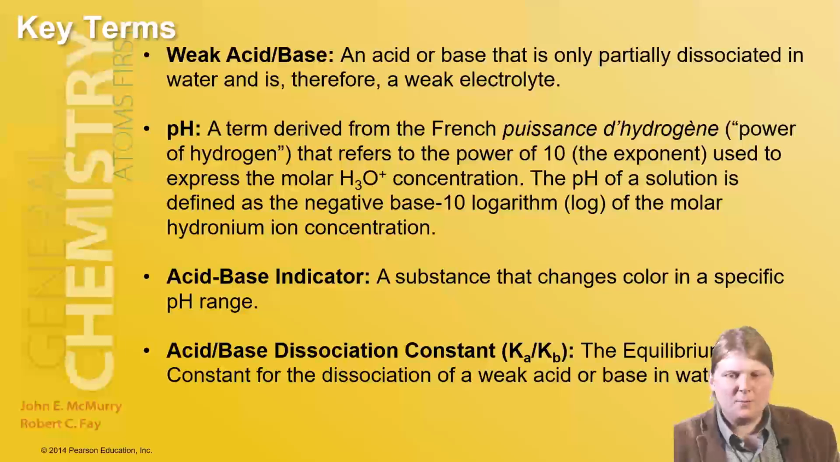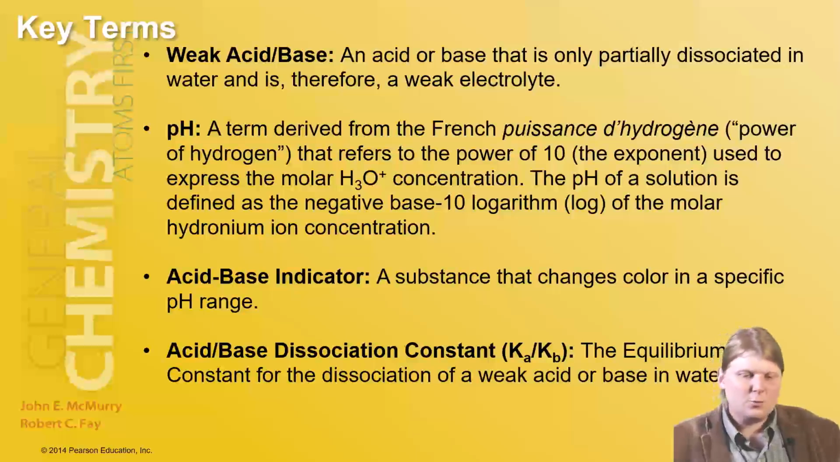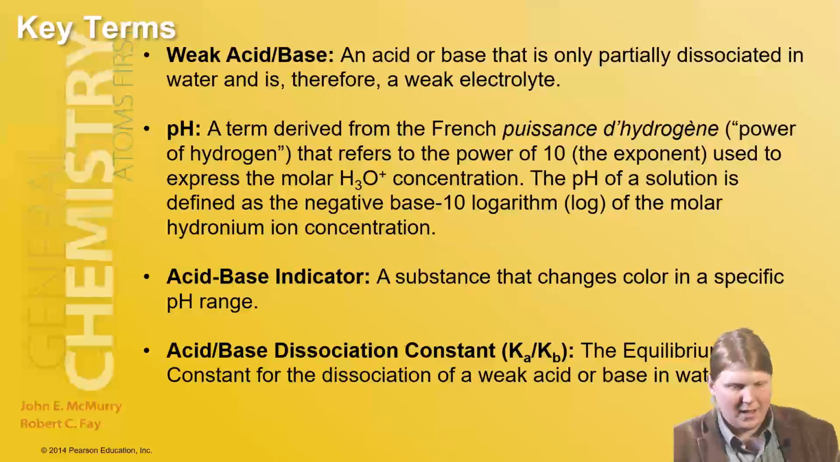Weak acids and weak bases only partially dissociate in water, so they're weak electrolytes, and they'll establish an equilibrium, and we'll see that going forward. pH is our power of 10 expression of the H plus or H3O plus concentration. The pH of a solution is the negative base 10 logarithm of the molar hydronium ion concentration. Again, it's the same pH you've potentially seen in an earlier chemistry class. An acid-base indicator is a substance that changes color in a specific pH range.